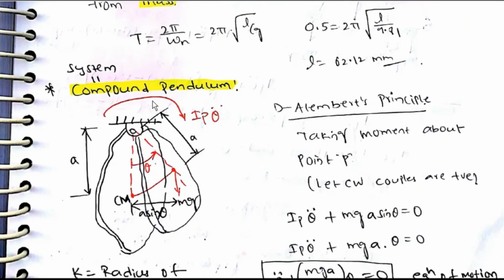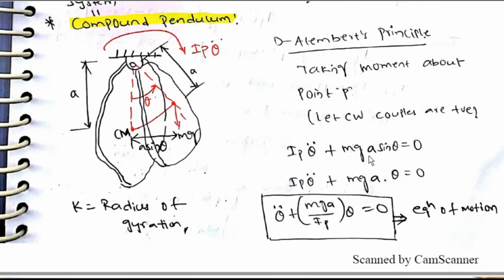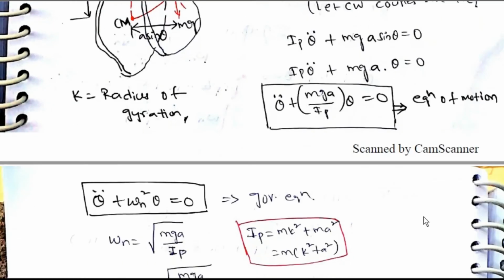System: compound pendulum. D'Alembert principle, taking moment about point P. Let clockwise couples be positive. IP theta double dot plus mga sin theta is equal to 0. IP theta double dot plus mga theta is equal to 0. K is the radius of gyration. Theta double dot plus mga by IP into theta is equal to 0. Equation of motion.